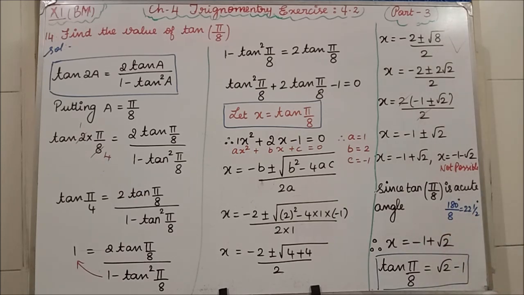Here, x equal to what we have written? See, x equal to tan pi by 8 we have written. So write the last line: tan pi by 8 is equal to root 2 minus 1. Clear, all of you, the 14th question?